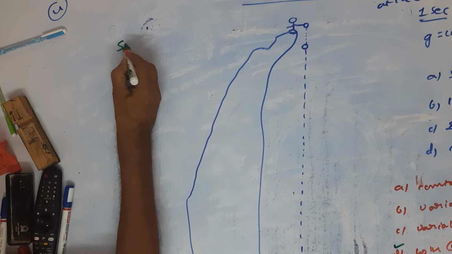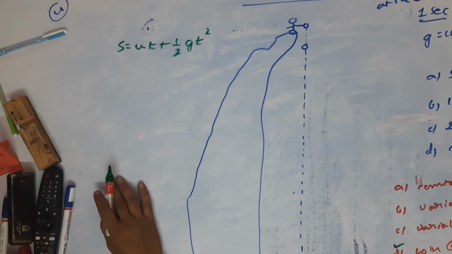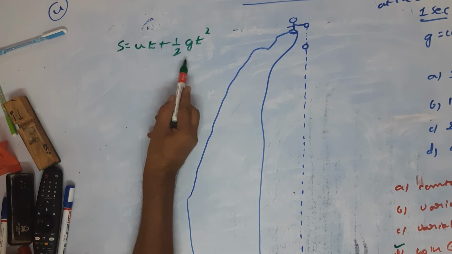You know the standard formula: S equals ut plus half gt square. Take this one. So S equals ut plus half gt square.